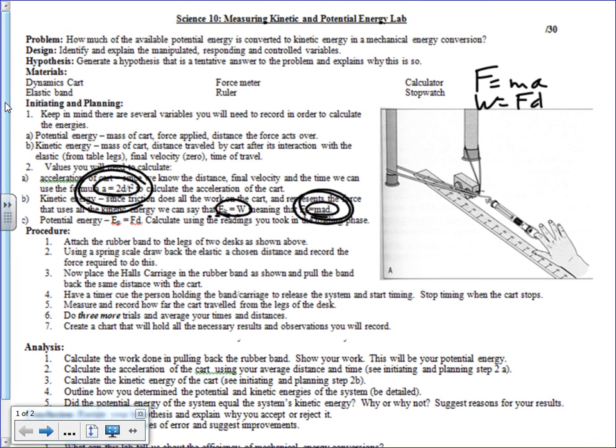So let's go back up here because we talked about the design, but we didn't talk about the hypothesis. Generate a hypothesis that's a tentative answer to the problem. Explain why this is so. So if, and then. The if part should talk about the perfect physical world relationship between the available potential energy and the amount of kinetic energy that would result. I think we all know what that relationship should be. In the and part, you talk about what we're doing here. In the then part, tell me your expected results.